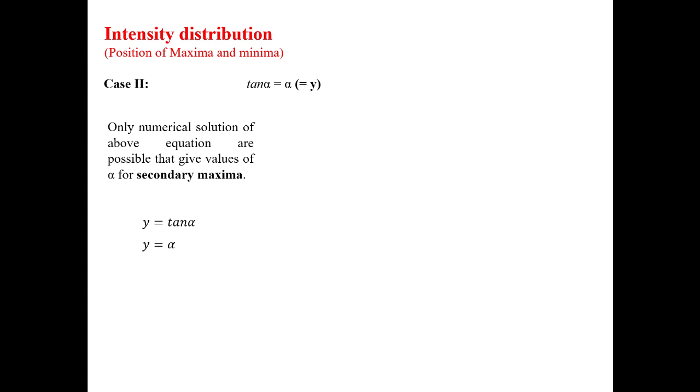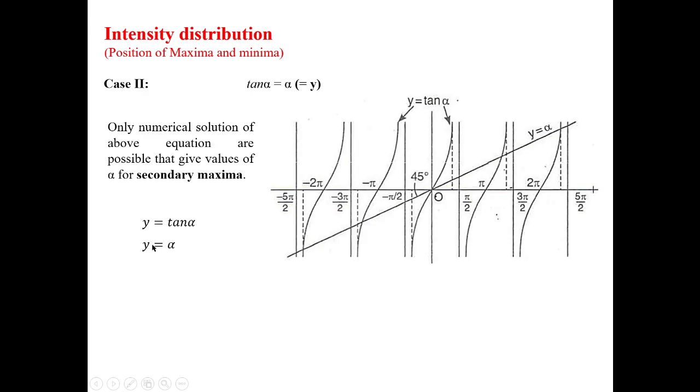The solution of the equation tan alpha equal to alpha is given by the intersection points of these two equations, tan alpha equal to y and alpha equal to y. So we draw both the equations on a single graph. X-axis denotes alpha and y-axis denotes y. So this is y equal to alpha, and y equal to tan alpha are these graphs. So the intersection points are at origin, and these also.